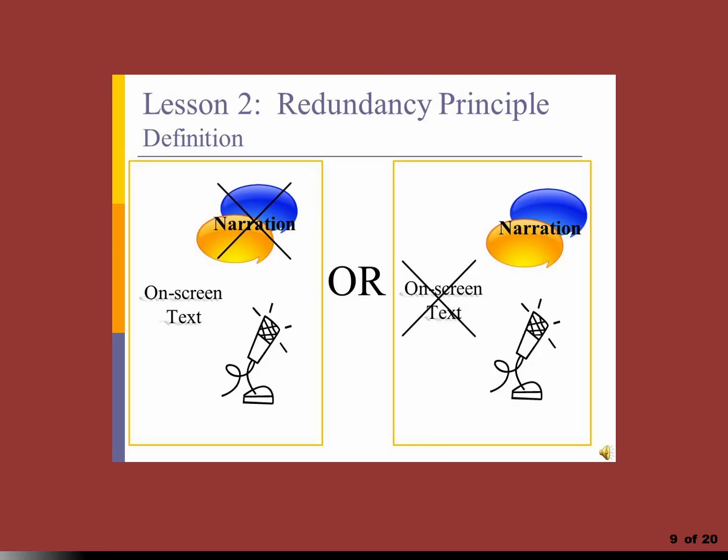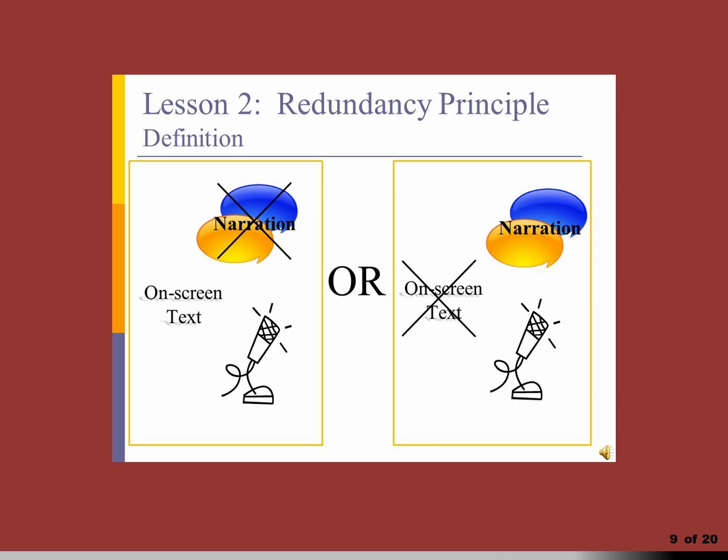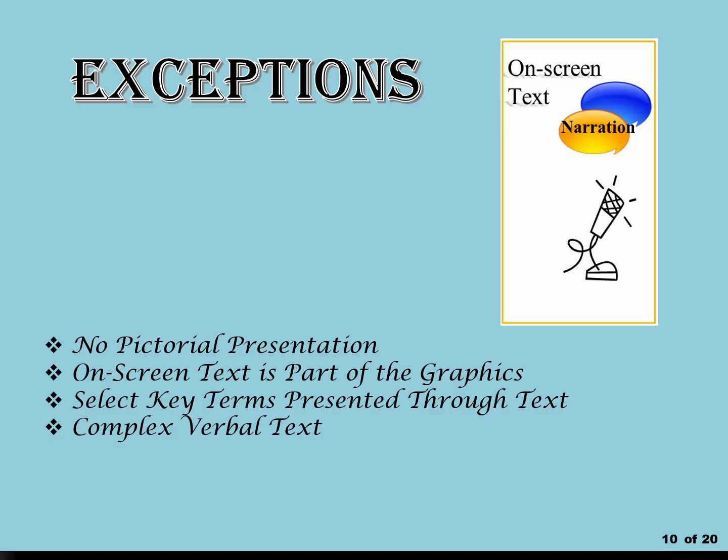Redundancy principle 1 warns us not to have narration and the same on-screen text together. It is believed that learners will pay more attention to the written text and not enough to the graphic. The written text and graphic could cause overload in the visual channel, whereas narration along with graphic would not cause the overload. Redundancy principle 2 lets us know that there are special situations where redundancy is allowable and will not overload the visual channel. Some of those situations are if there is no pictorial presentation, if on-screen text is part of the graphics, if select key terms are presented through text, and if the verbal text is complex.